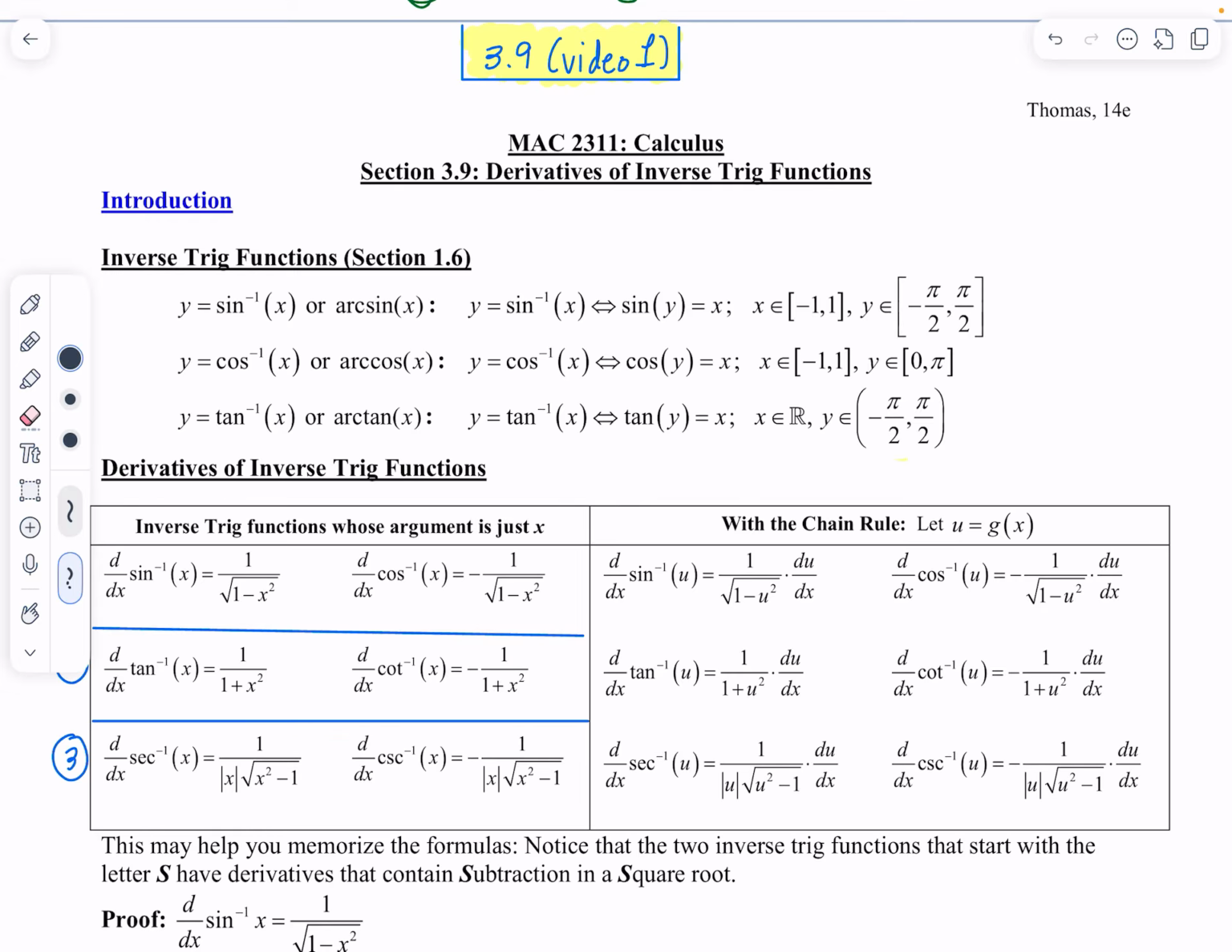We're going to be covering 3.9, which is the derivatives of inverse trig functions. This is video number 1. So just as a reminder about the trig functions, when we look at the inverse trig functions, we have to be careful what we plug into them, and that will then determine where the answer is, okay?